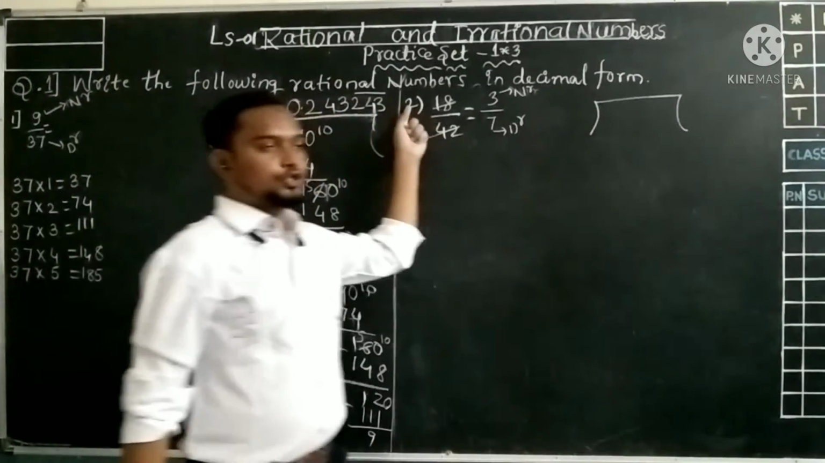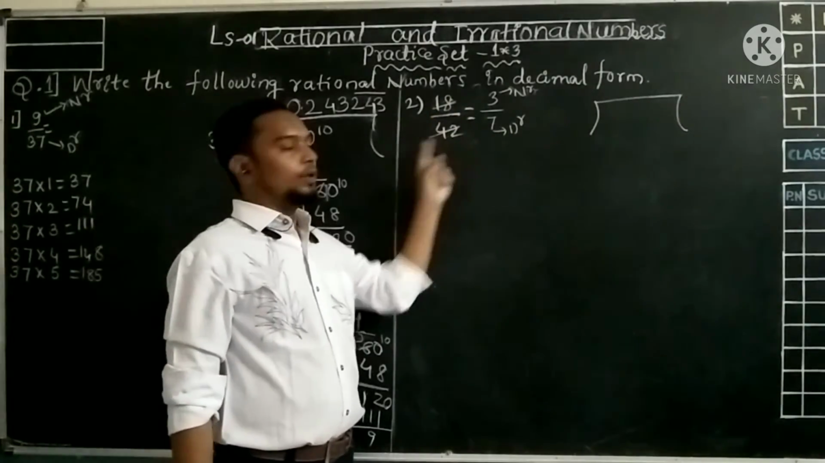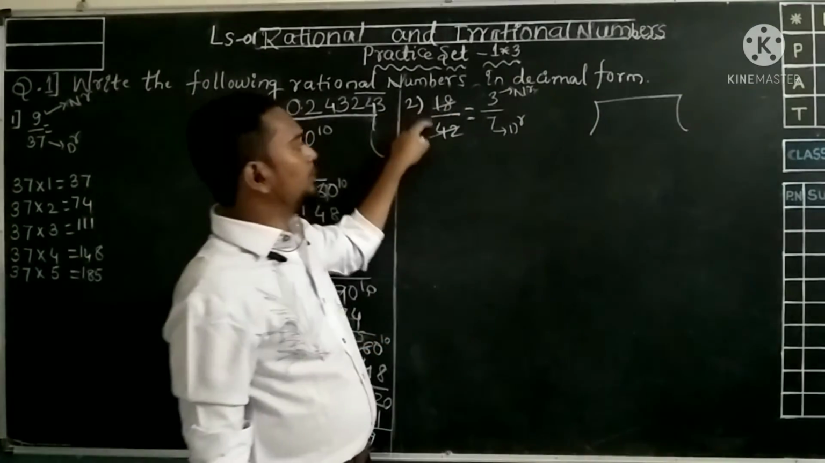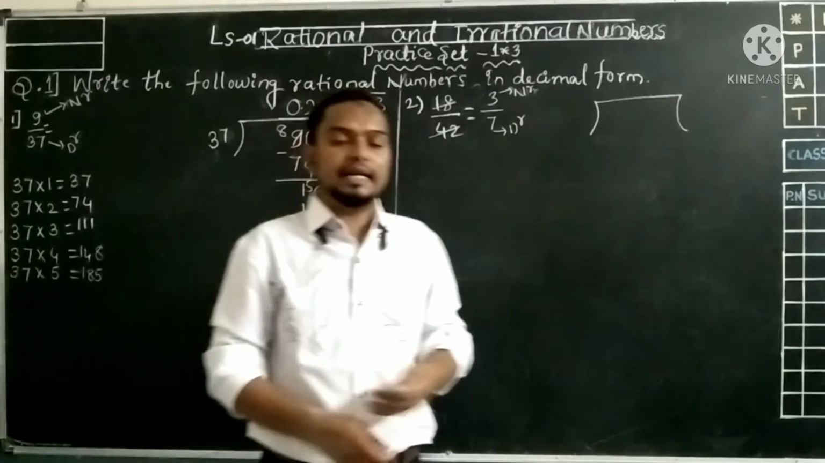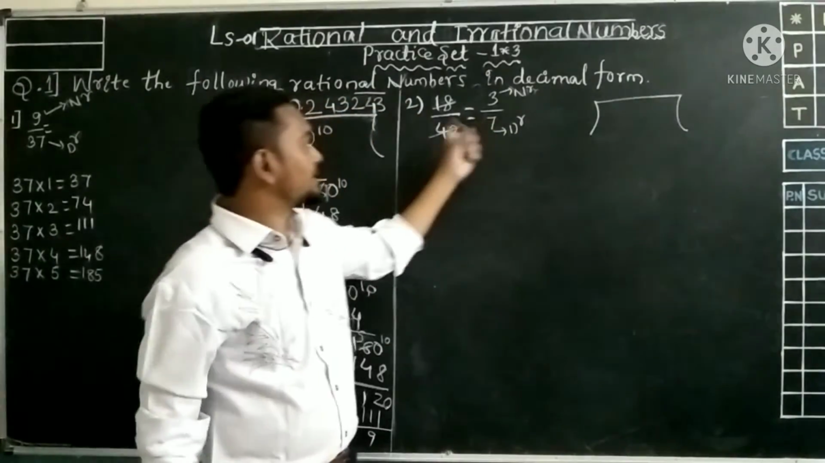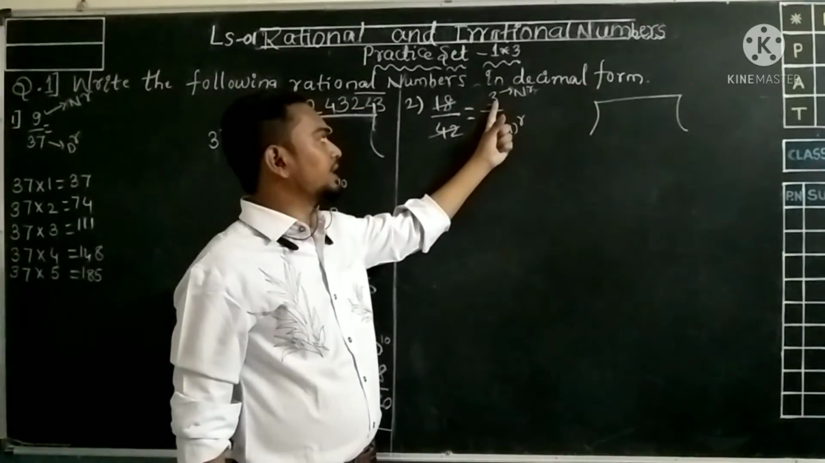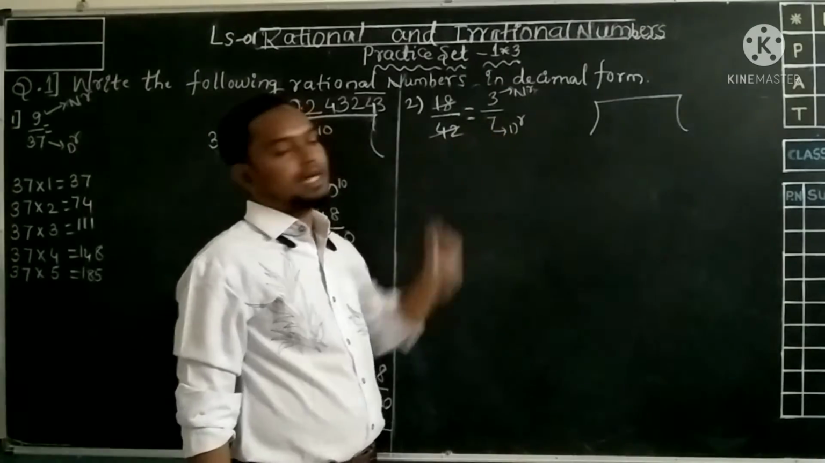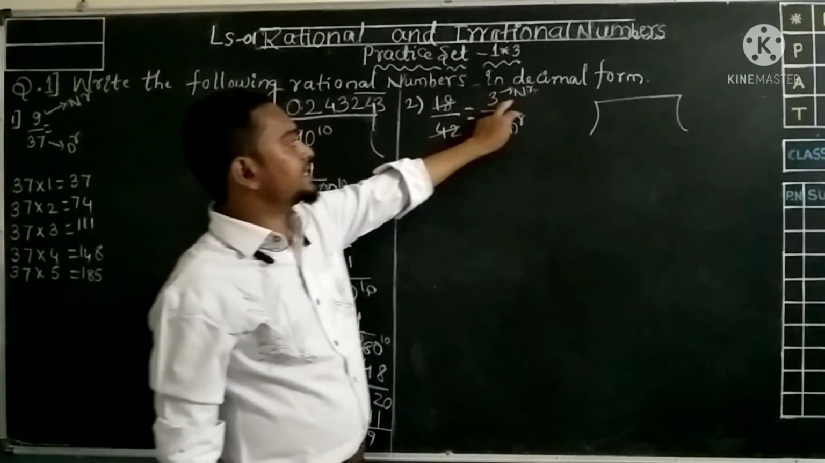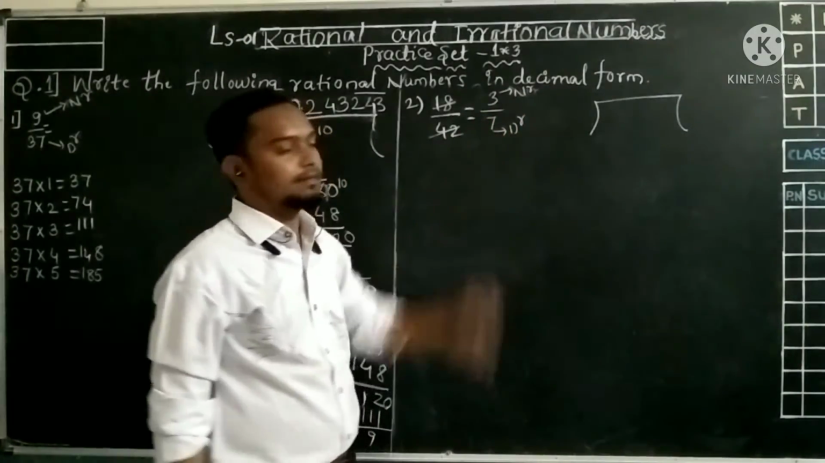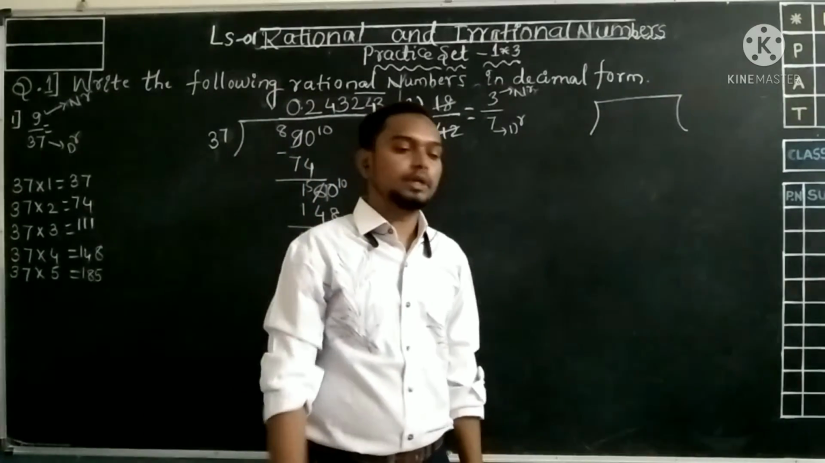Next, second question: 18 upon 42. 18 upon 42 is divided by the table of 6. 6 3s are 18 and 6 7s are 42. 3 is considered as the numerator and 7 is considered as the denominator.